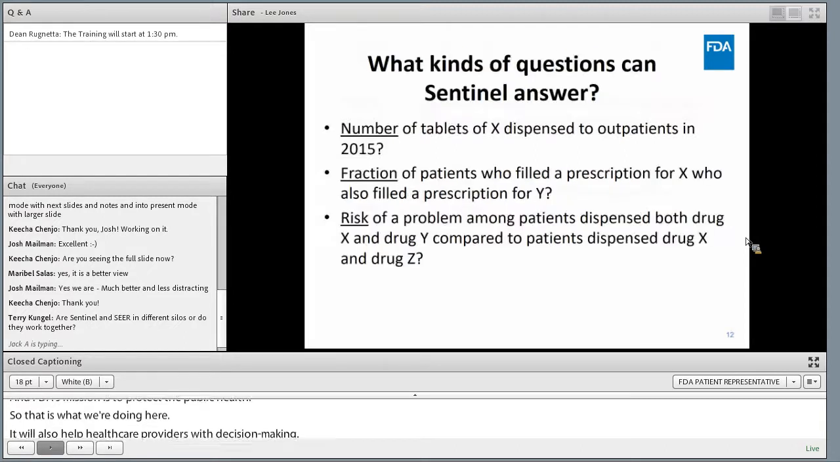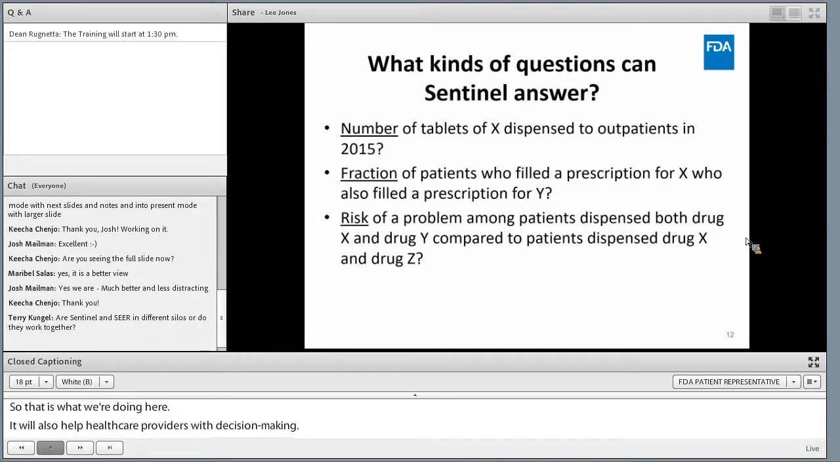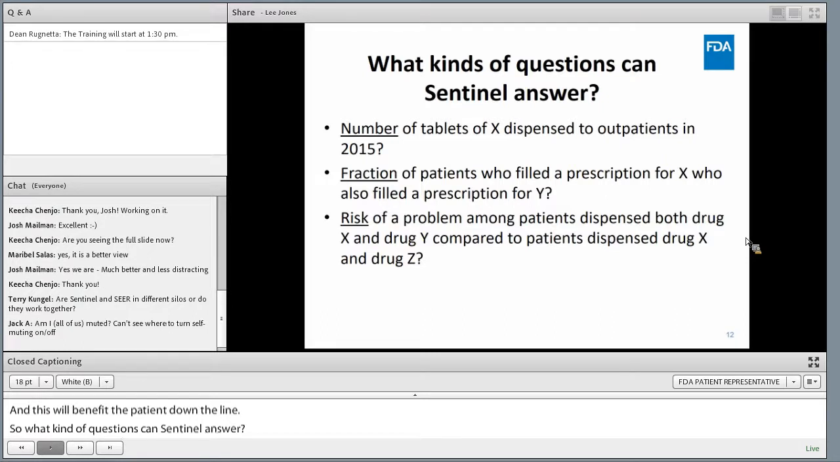So what kinds of questions can Sentinel answer? Well, this is a high-level idea of what kinds of things the system is built to answer. So the first bullet, you see the number of tablets of a particular product or drug dispensed in the outpatient setting in a particular year.